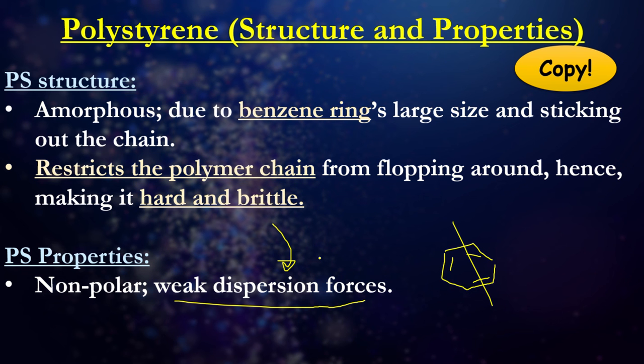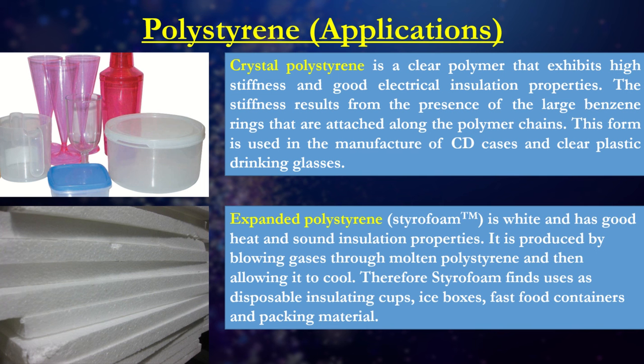Okay, so moving along. If we're looking at applications, like I said, styrofoam is an example of polystyrene applications. So it's quite useful there. We also have crystal polystyrene, a clear polymer that exhibits high stiffness and excellent electrical insulation properties. Again, as you can see, it's used for containers or storing things as well, because of its great heat and sound insulation properties. Okay, so that's our application of polystyrene there.